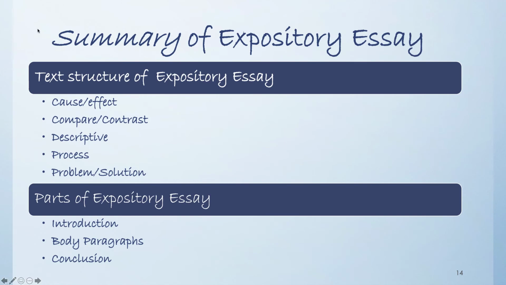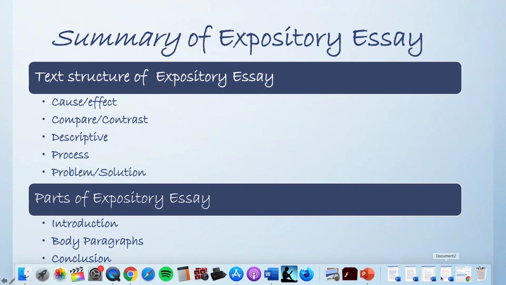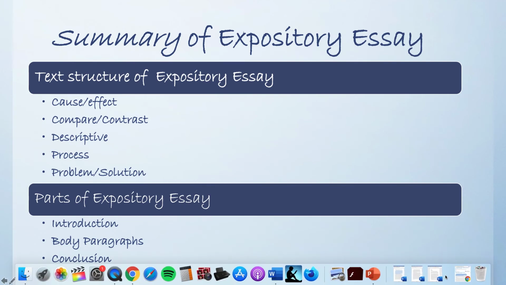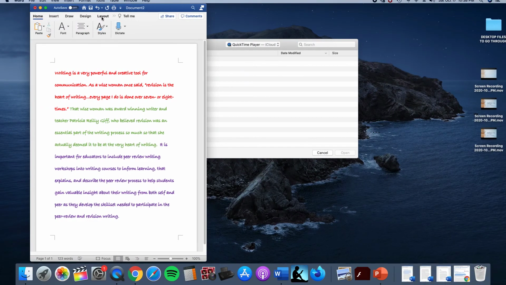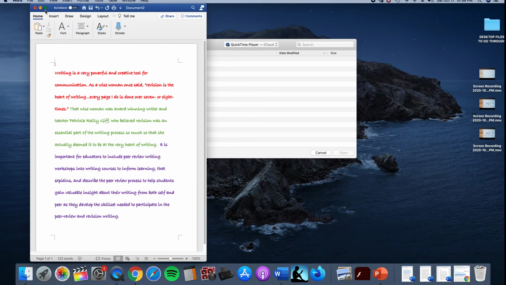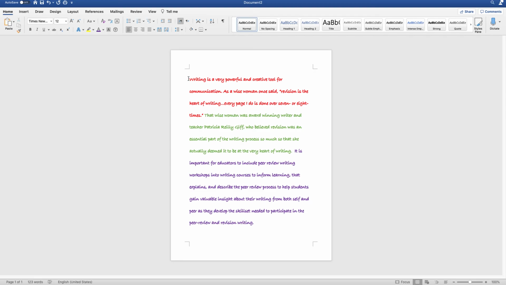And I did say that I had something for you guys. I really appreciate you guys watching for this amount of time. So I'm just going to show you something I just recently wrote, and I'm going to really just highlight what I've been saying. So right here is an introductory paragraph. It's talking about peer review. This first sentence right here is your hook.